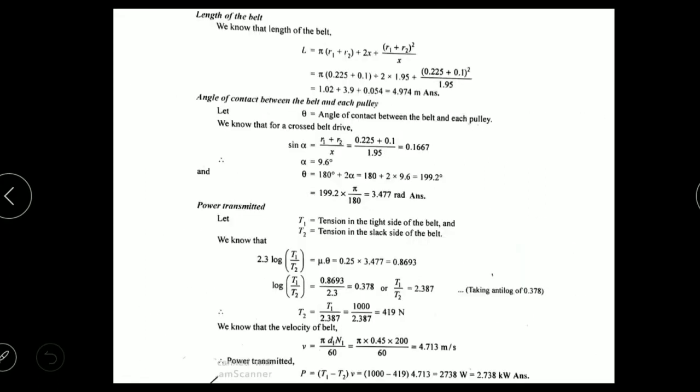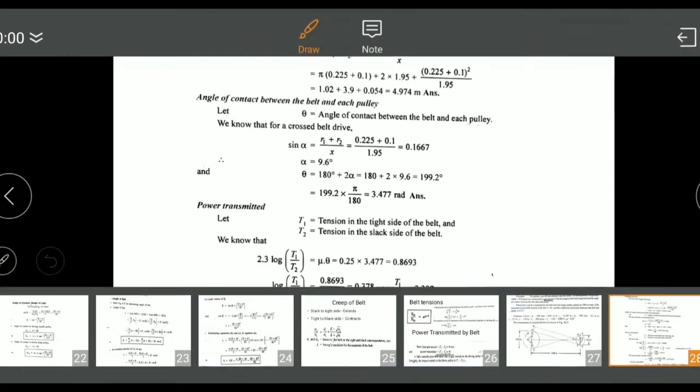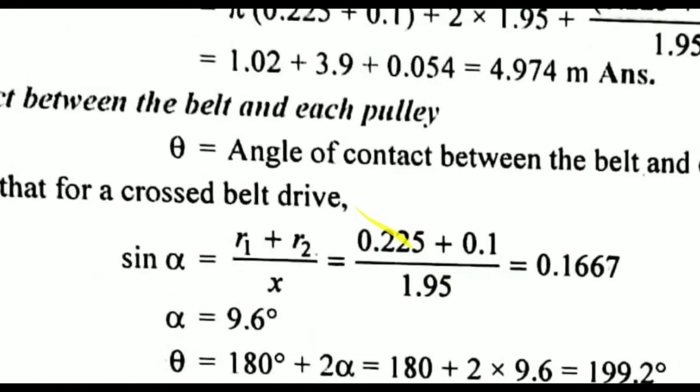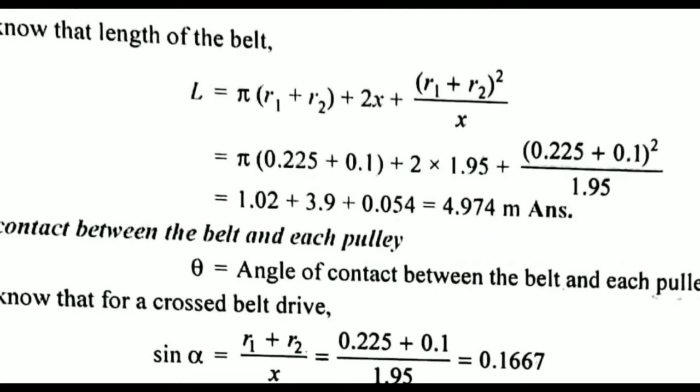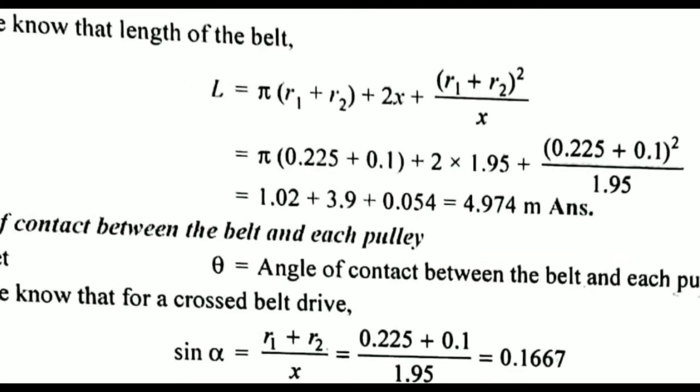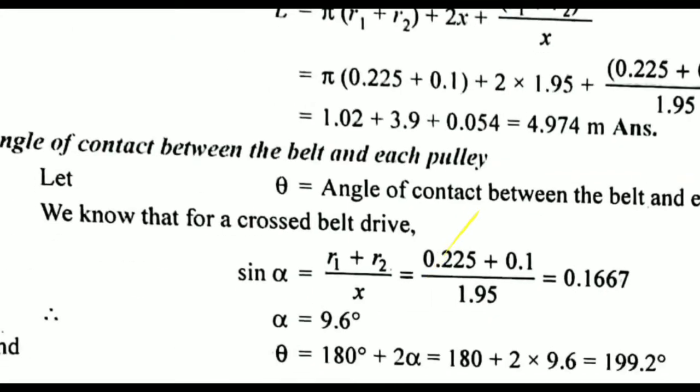I'll directly tell you the length. By putting all the values, the length is 1.2 plus this, it will give you 4.9 meter. All the terms they have taken in meter, that's why it is in meter. First part is over. Now the angle needs to be calculated.